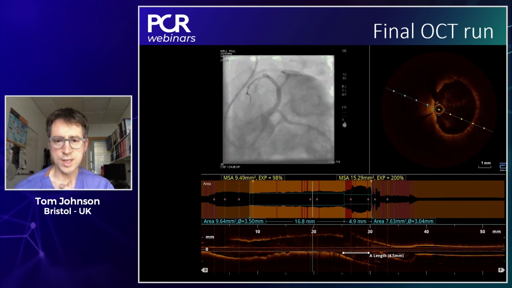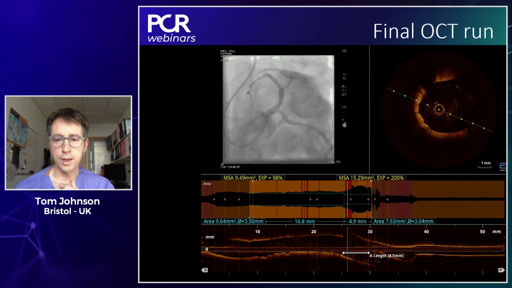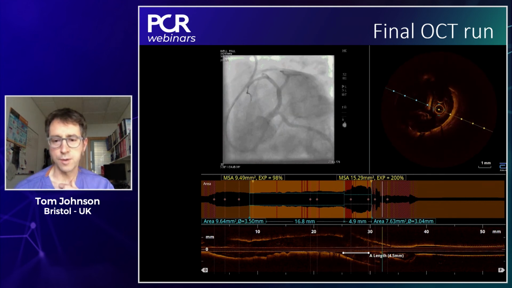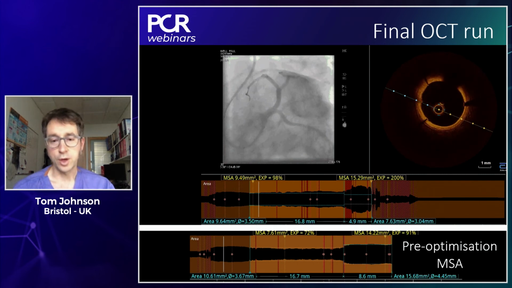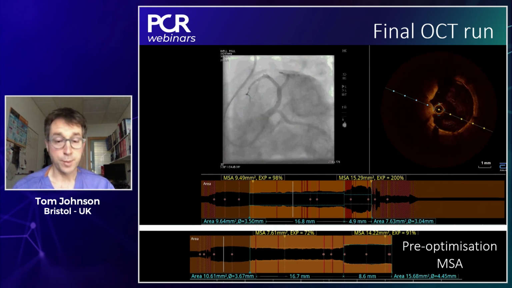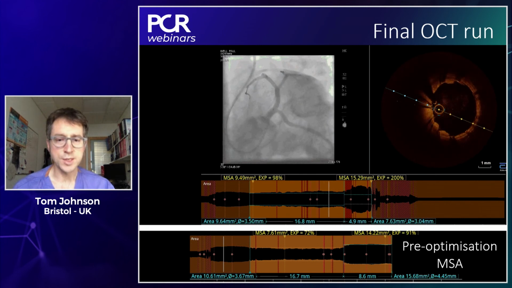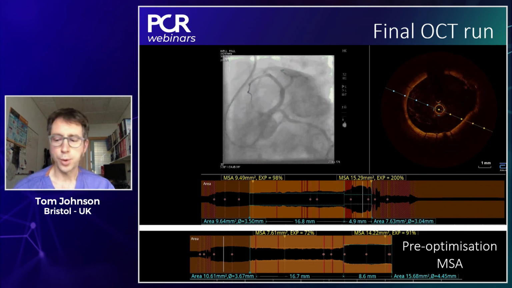And so here we see a beautiful opening of the ostium of the circumflex. And most importantly, if we look at the optimization, I highlighted we had a perfectly reasonable MSA of 7.6. We've actually brought that up to 9.5.